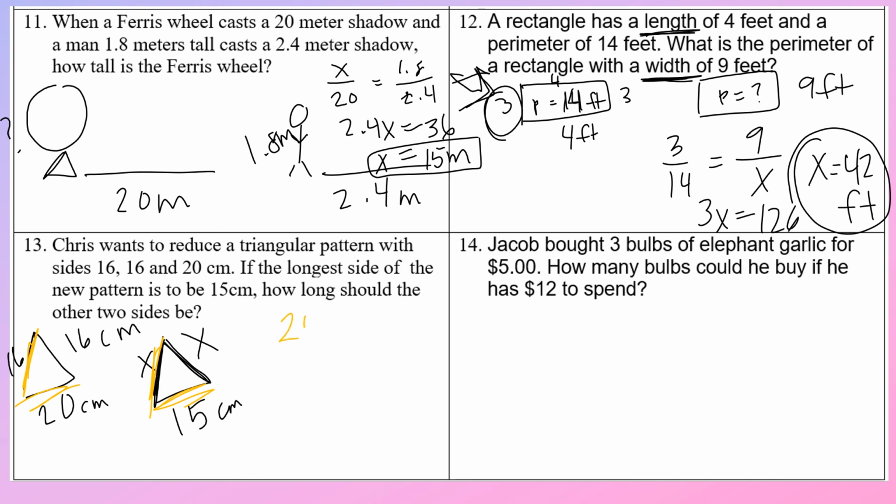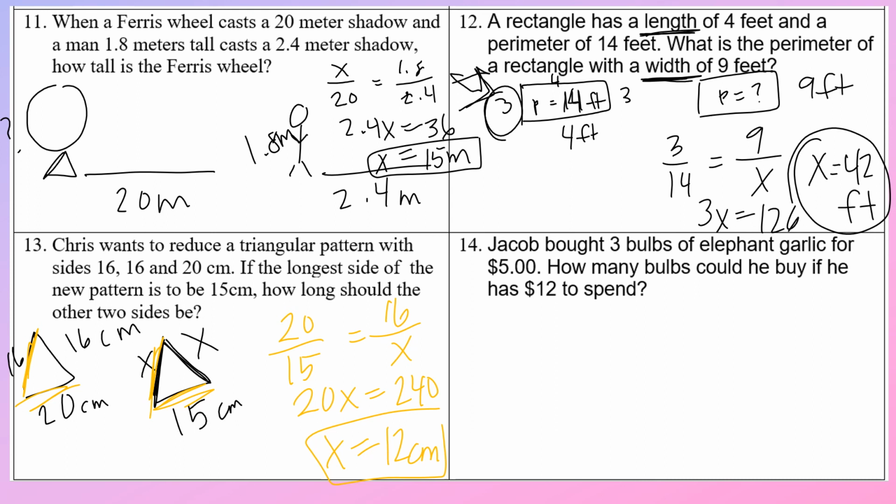So I do 20 over 15 equals 16 over x. When you cross multiply, you get 20x equals 240. And then divide both sides by 20, and you get x equals 12 centimeters. So both sides of this triangle, the new reduced triangle, would be 12 centimeters. You only have to do that once.